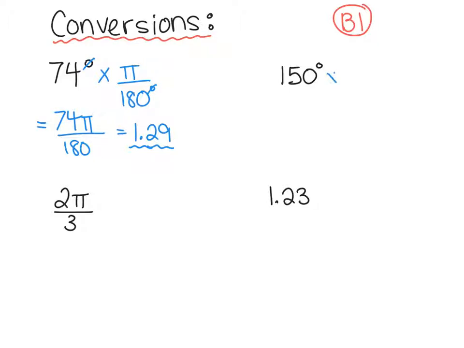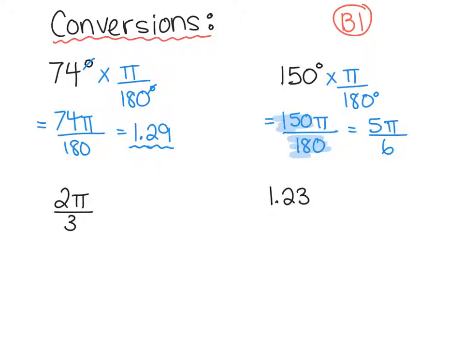And then 150 degrees, if I wanted to convert that to radians, I just multiply it by the same conversion. But let's say I want to leave this one in terms of pi, because it looks like it's going to work out a lot nicer. So 150 pi over 180. Now I simply take these and reduce them to lowest terms. Okay, so we can reduce that to 5 pi over 6.